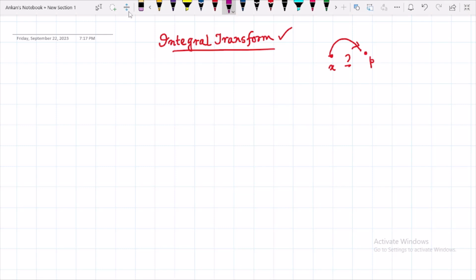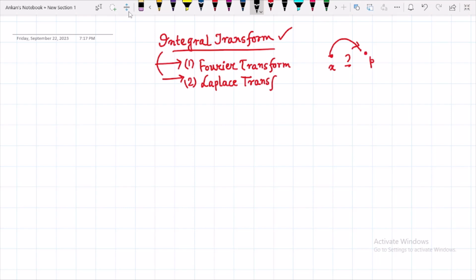Okay, so there are many processes of integral transform, but here we concentrate on two of them. One is the Fourier transform, and another one is the Laplace transform. Out of these two, the Laplace transform is very easy compared to the Fourier transform, but the physical significance of the Fourier transform is very high. That is why we are going to discuss the Fourier transform first.